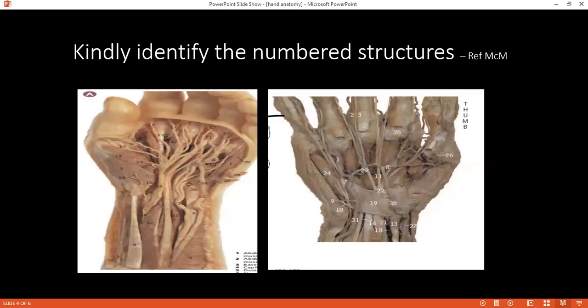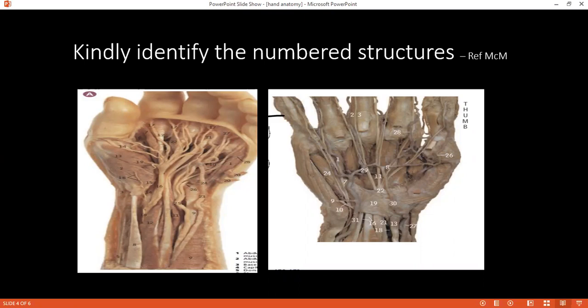If it's the median nerve, can you tell me the sensory and motor distribution of the median nerve in the hand? Yes, 16 is the median nerve, sorry. Number 18 is the palmar branch and 19 is the recurrent branch of the median nerve. Tell me their sensory and motor distribution, please. 18 is the palmar branch, sensory distribution in the palm. 19 is the recurrent branch of the median nerve.